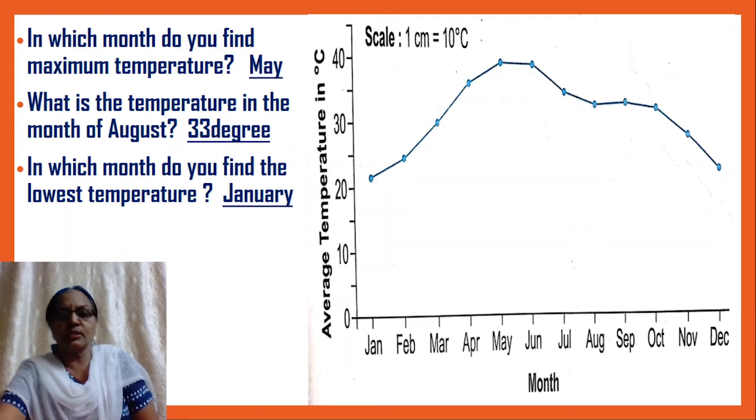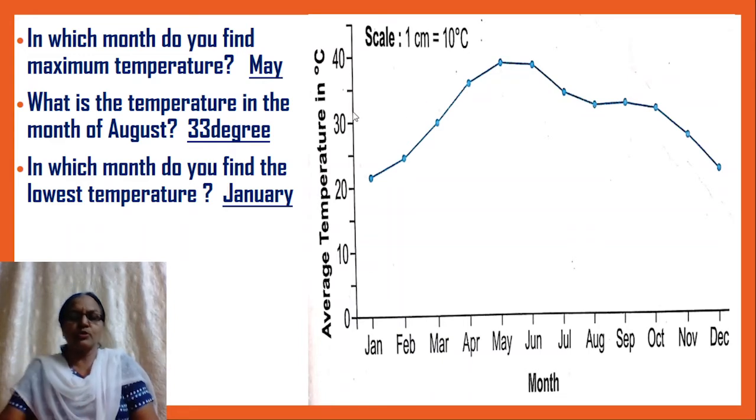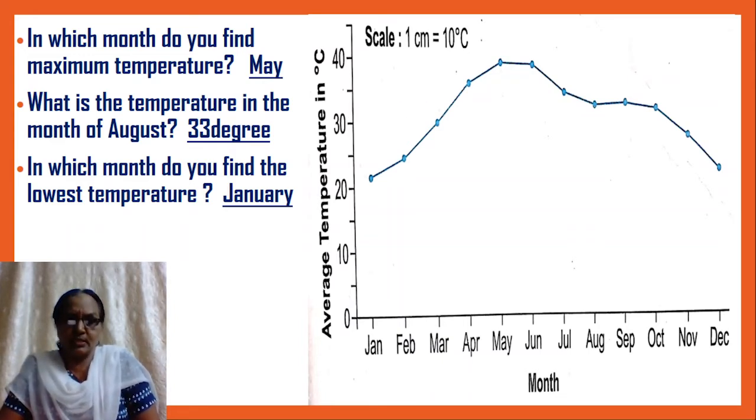What is the temperature in the month of August? So find out where August is, and straight away you draw a line parallel to the y-axis, and then if you produce it to meet the y-axis, you find it is more than 30, so it comes to 33 degrees. So temperature in the month of August is 33 degrees.